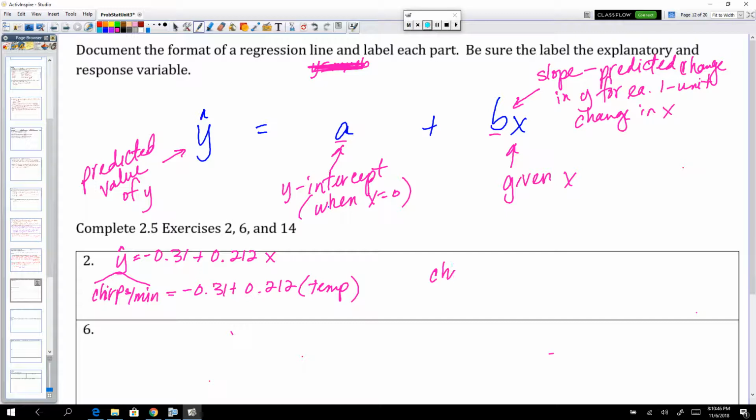So this is a much more useful view of this equation. So chirps per minute predicted is negative 0.31 plus 0.212 times 82 degrees Fahrenheit. And hopefully you have gotten the same number that I have. If you've paused the video and calculated, you've gotten 17.074 chirps per minute.